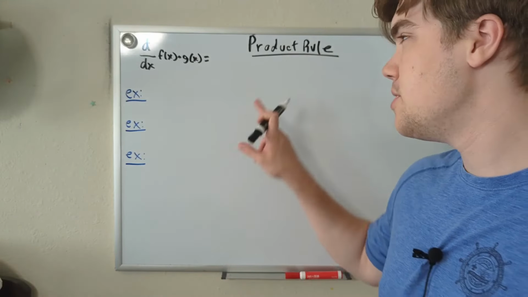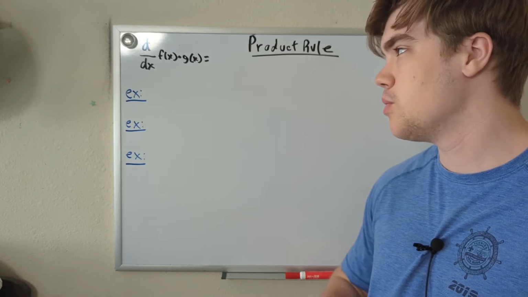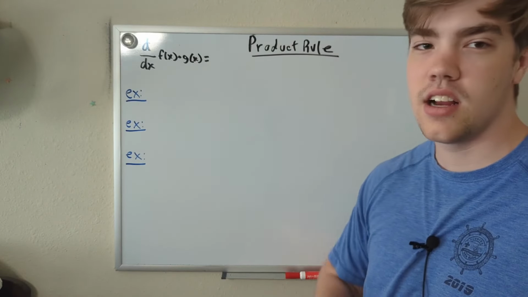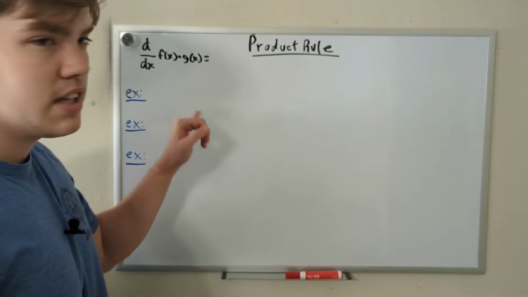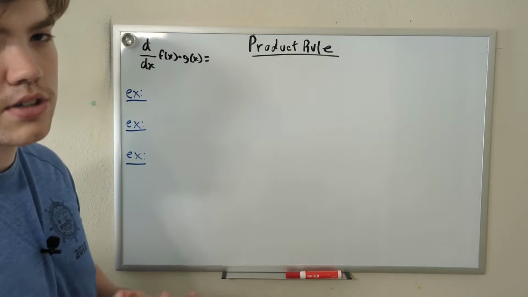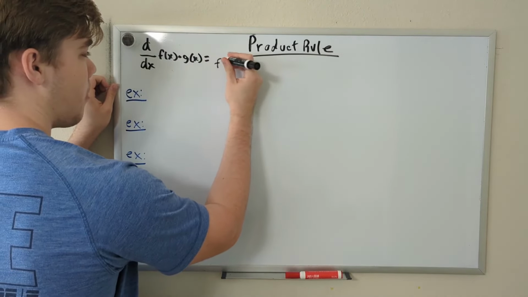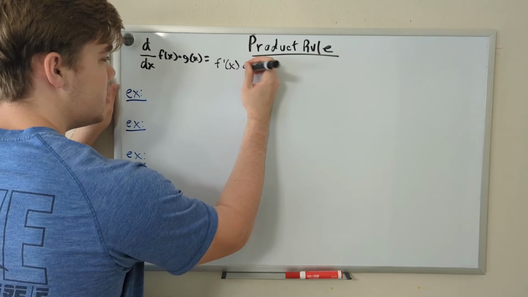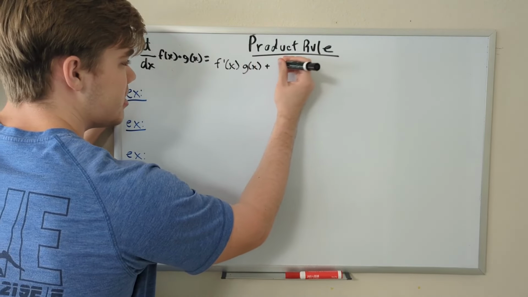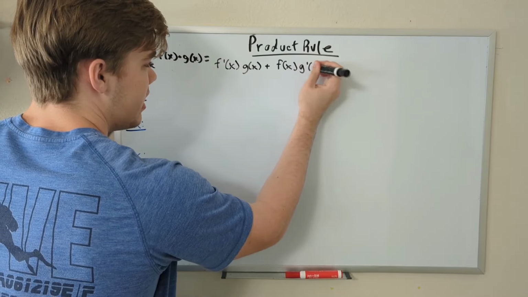In today's video, we're going to be talking about the product rule for derivatives. This is a strategy that can help us solve problems when we have two functions being multiplied together and we want to find their derivative. The rule is as follows. The derivative of f of x times g of x, in other words, two functions being multiplied by each other, is equal to f prime of x times g of x plus f of x times g prime of x.